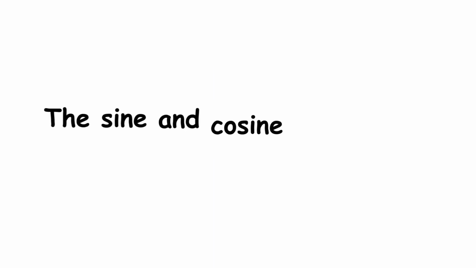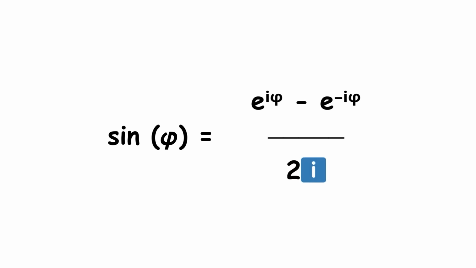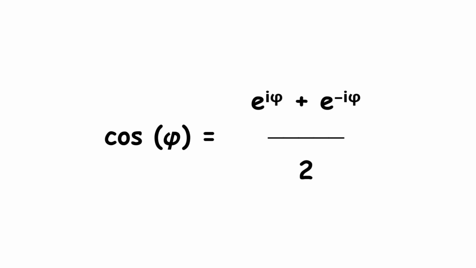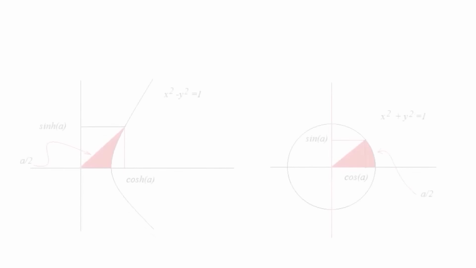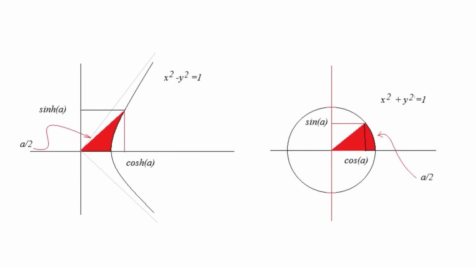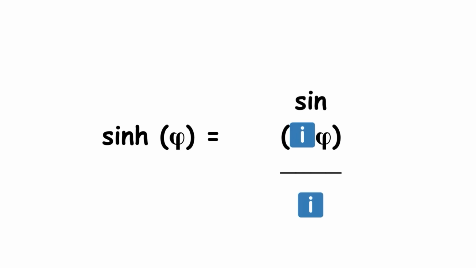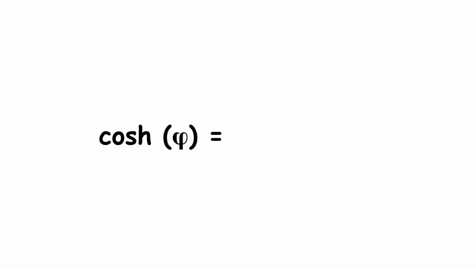The sine and cosine in complex variable are defined as sine of phi equals e to the power of i phi minus e to the power of negative i phi over 2i. Cosine of phi equals e to the power of i phi plus e to the power of negative i phi over 2. The trigonometric functions of complex variables and their relationship with the hyperbolic sine and cosine respectively are sinh of phi equals sine of i phi over i. Cosh of phi equals cosine of i phi.